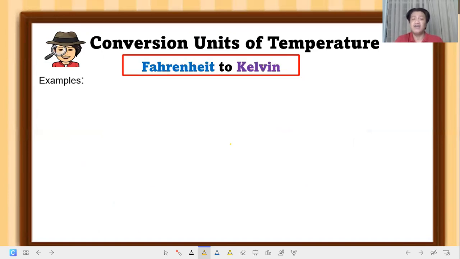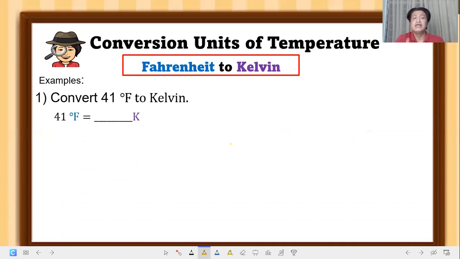I-convert natin siya sa Kelvin. Okay, so first, convert 41 degree Fahrenheit to Kelvin. Ano yung formula natin dyan? Okay, first, rewrite the given and then you are going to write the formula. Ibig sabihin yan, i-replace lang natin yung 41 degrees dito sa formula natin sa F.